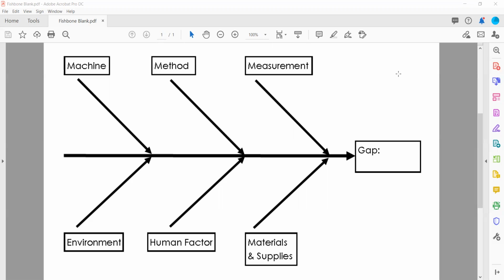having that particularly stated gap. In the fishbone diagram, you can see that there are typically 6 common categories that you use. And basically, these categories are just to help you sort out your thinking and the brainstorming process. So the categories are machine, method, measurement, environment, human factors, and materials and supplies.